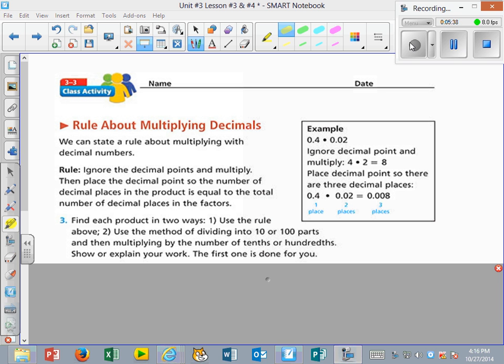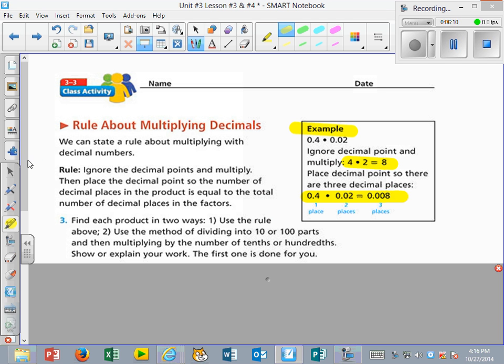And then over here is the example I'd like you to copy down. Example: 0.4 times 0.02. It says ignore the decimal points and multiply the 4 times the 2. So let's just do that, skipping this part here. And it says place the decimal point so there are 3 decimal places. 0.4 has 1, 0.02 has 2, and then 3 places, 0.008.